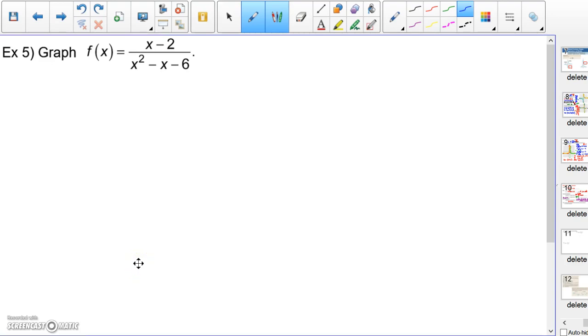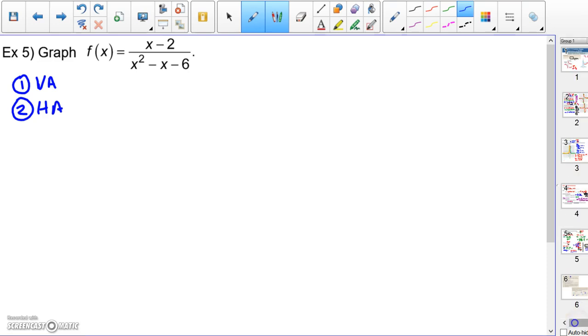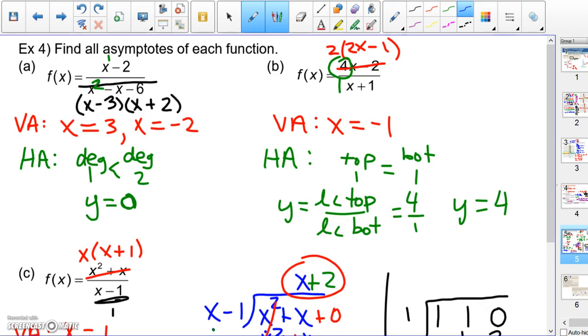Example 5, graph this function. Okay, so if you look back at the steps, step 1 is find the vertical asymptotes, and step 2 is find the horizontal asymptotes. If you look back at example 4a, we've already done this same problem. We just found the vertical asymptotes were 3 and -2, and the horizontal asymptote at 0.